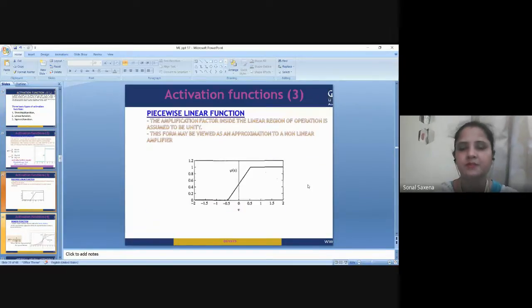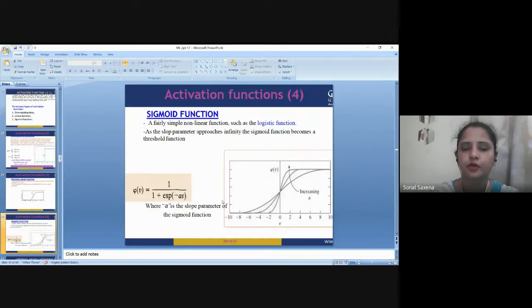Then this is a piecewise linear function that I have told you. It is a linear type of activation function. The amplification factor inside the linear region of the operation is assumed to be unity here, right? Now, this form may be viewed as an approximation to a nonlinear amplifier. So this is a linear sort of function. You can see the linearity here.